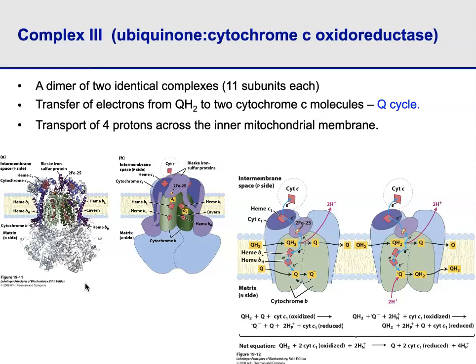The purpose of complex 3 is to transfer electrons from ubiquinol, or QH2, to cytochrome C. This is known as the Q cycle. So let's see what the Q cycle does. During this Q cycle, 4 protons will be transported from the matrix to the intermembrane space.